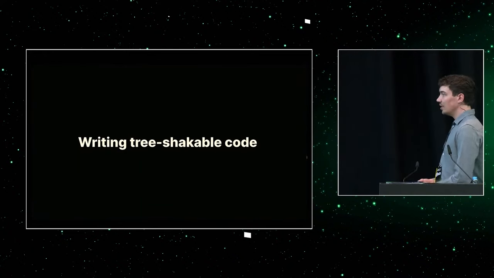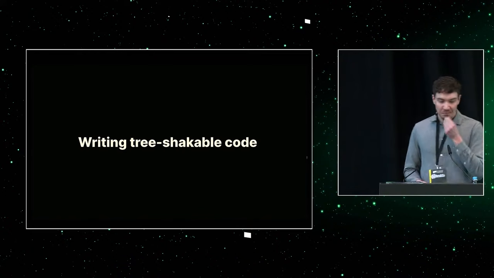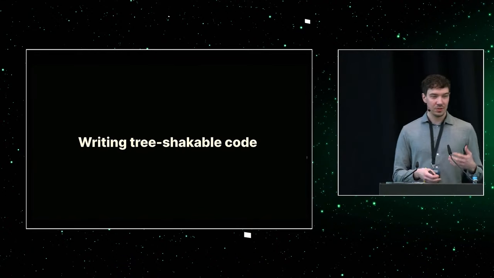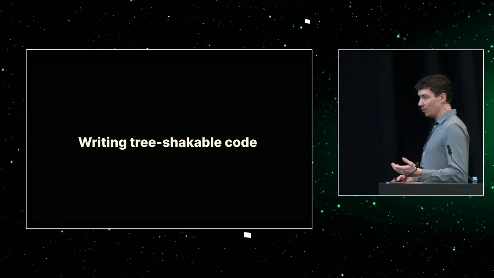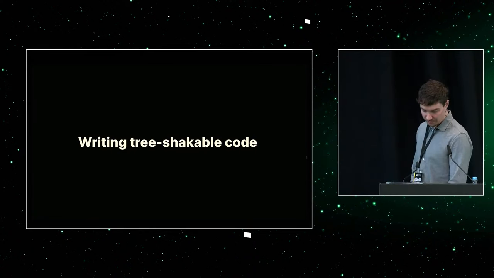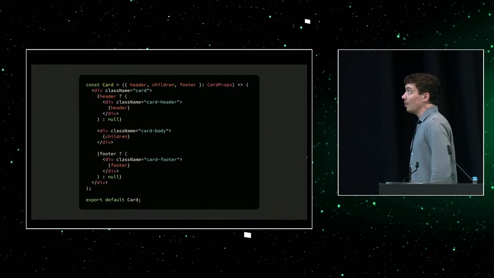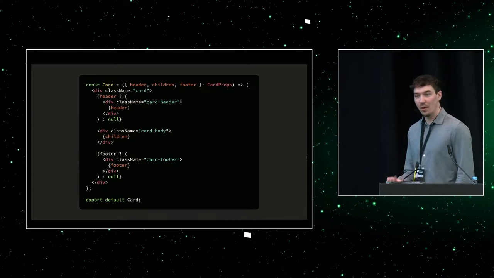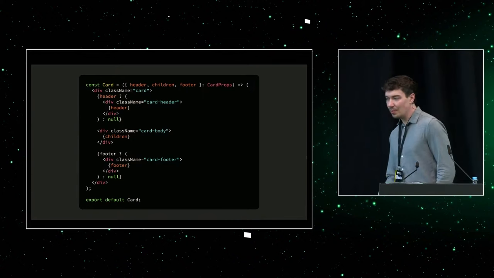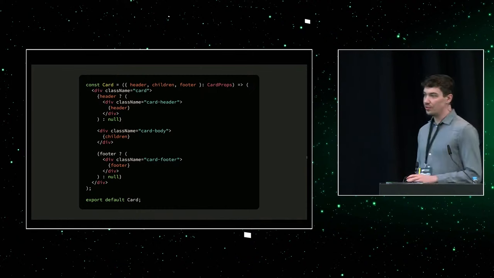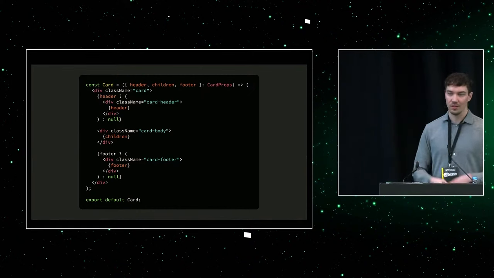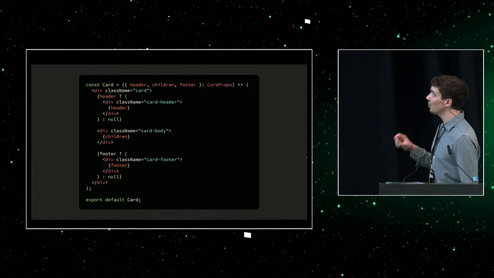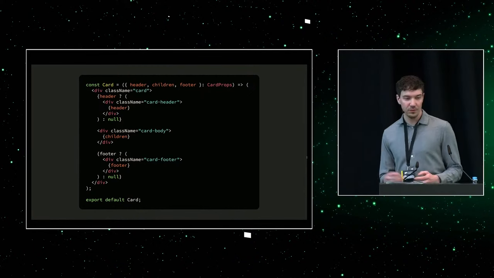So, writing tree shakeable code. This part is about maximizing tree shaking, so that your code is as tree shakeable as possible by writing your code as modular as possible. For example, we have the typical React card component where we have a header, a body, and a footer. And maybe we never use the footer part of this card component. But every time you bundle your card component, you always include this footer part.